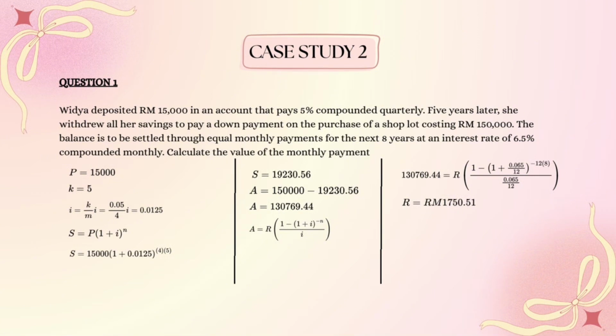A equals 150,000 ringgit minus 9,230 ringgit and 56 cents. The answer is 130,769 ringgit and 44 cents. We need to use the annuity formula, which is A equals R times (1 minus (1 plus I) to the power of negative n) divided by I. 130,769 ringgit and 44 cents equals R times (1 minus (1 plus 0.065 divided by 12) to the power of negative 12 times 8). So the final answer is 1,750 ringgit and 51 cents.